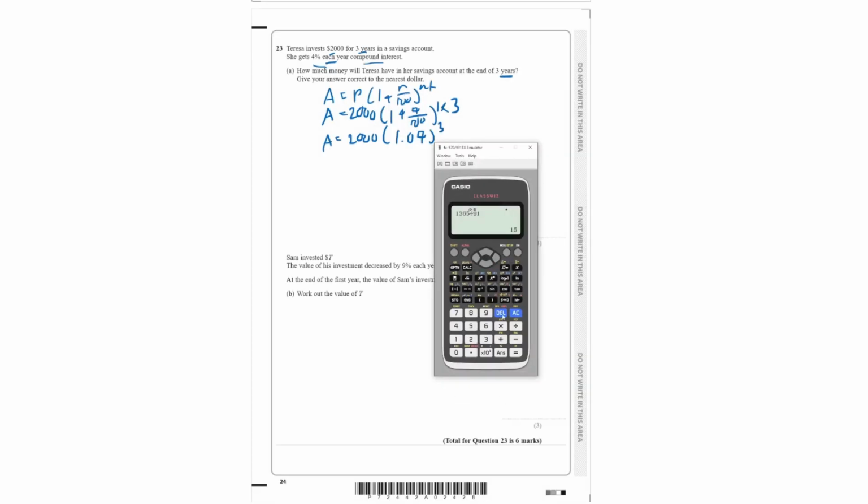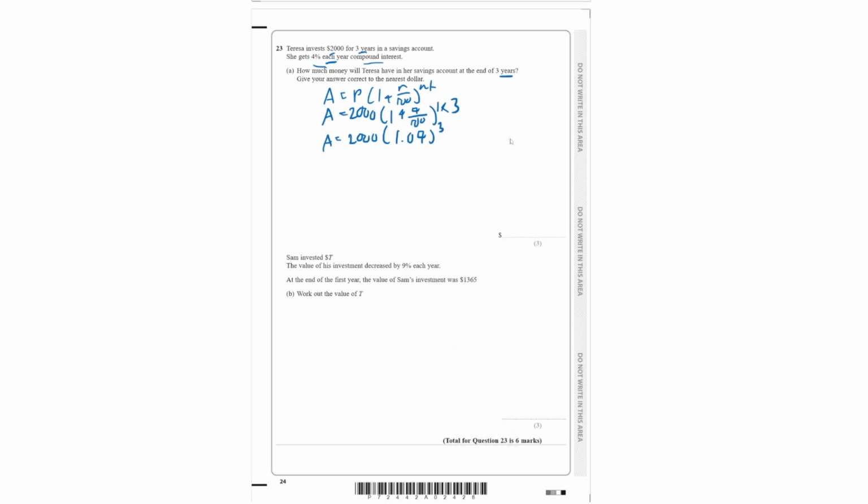So we can then put this into a calculator to find our answer, which is given to us as 2,000 times 1.04 to the power of 3, which is 2249.7. Correct to the nearest dollar, so that means we have to round this up. When we round this up, it changes the 9. So 9 plus 1 is 10, and that adds 1 here. So that means A is equal to 2250.